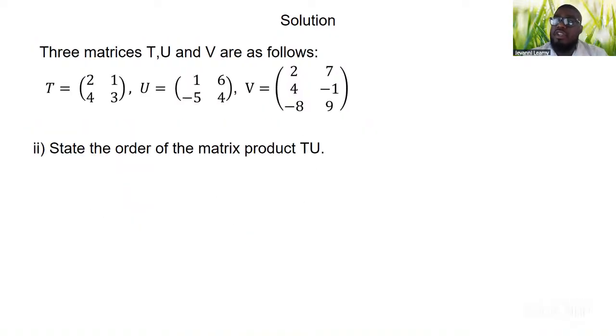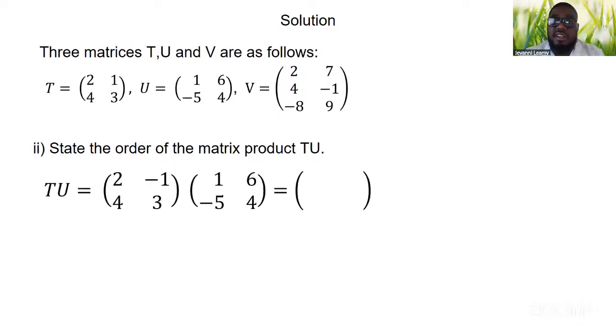All right. So the second question. It says state the order of the matrix product TU. Now again, we want to write down the matrices that we're going to multiply. So T, then U. All right. So that's what we have. We have TU.